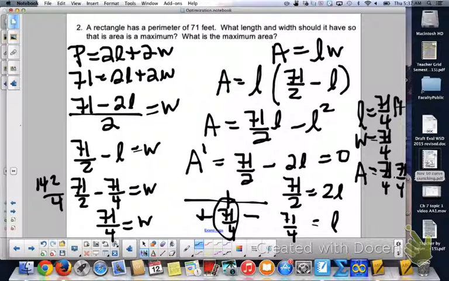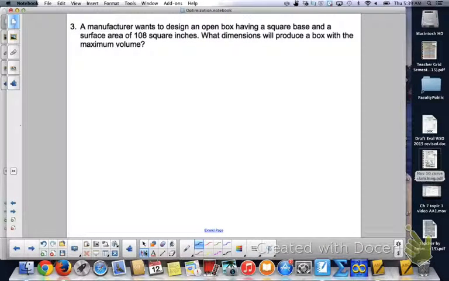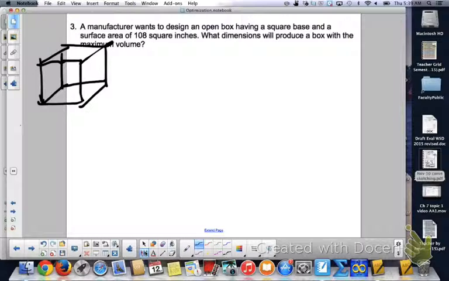So let's do another one. All right, here's a good one. A manufacturer wants to design an open box. Open box means there's no top, having a square base and a surface area of 108 square inches. So we have some square box with an open top. It has a square base, so let's call each of those sides x. And it doesn't say it has the same height, so let's call that y.